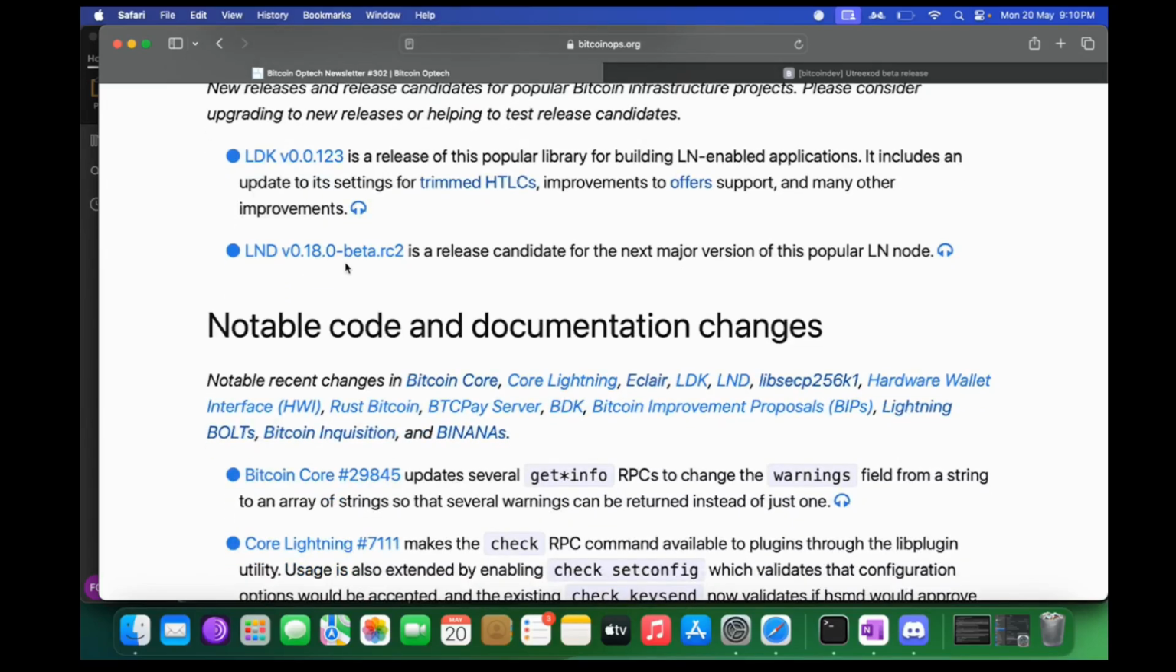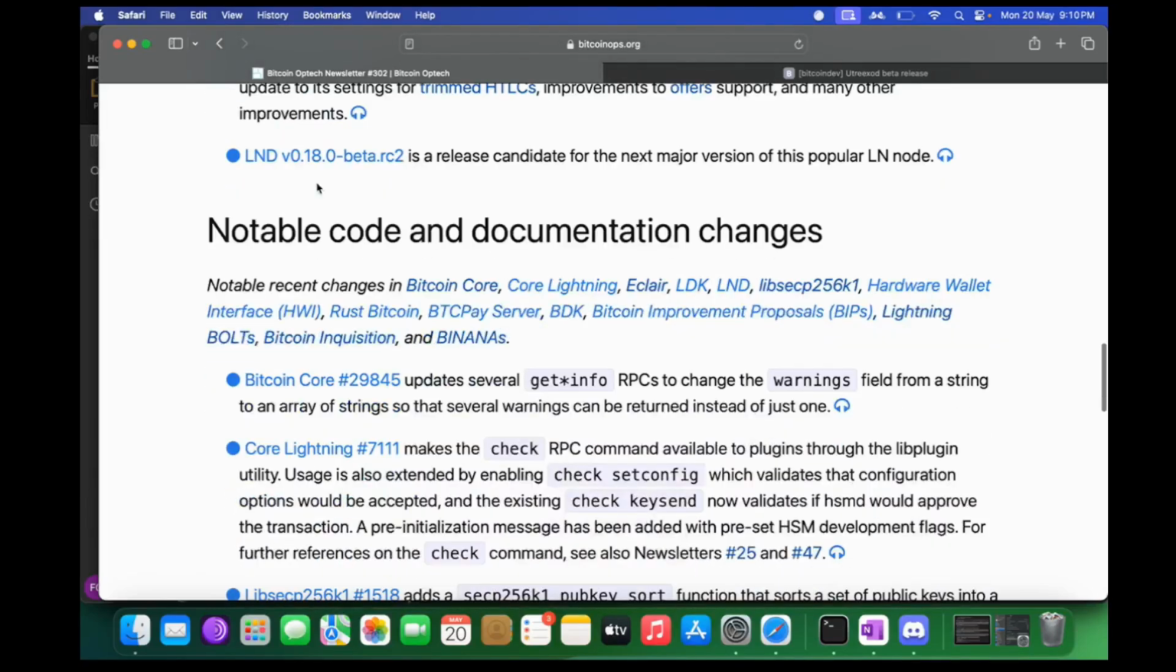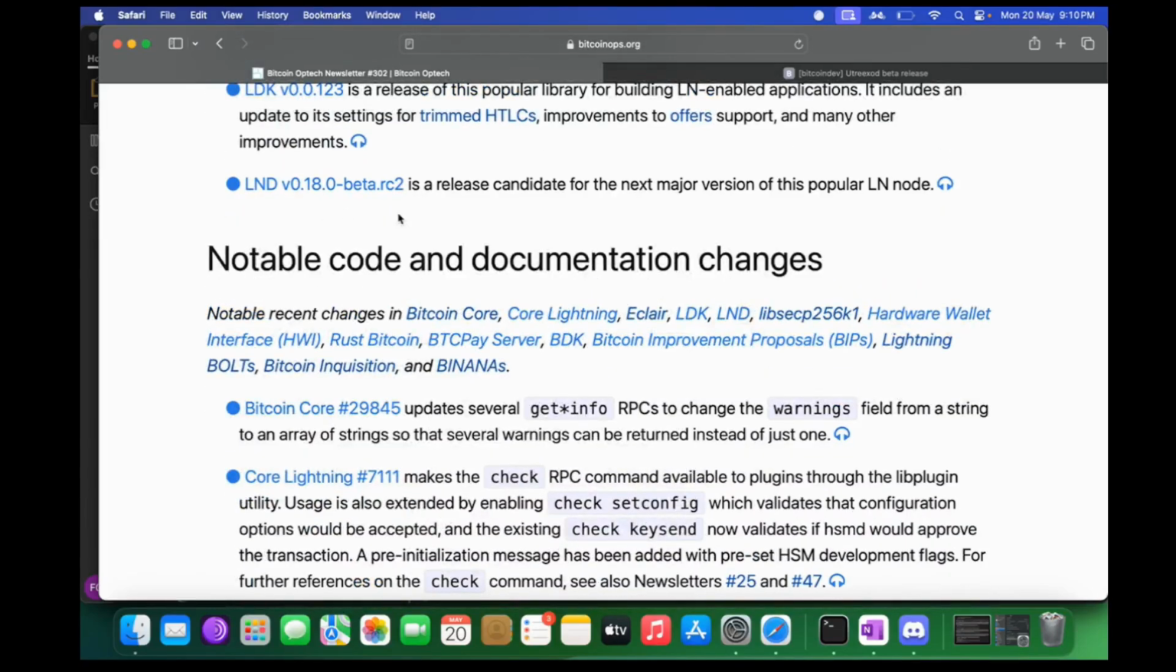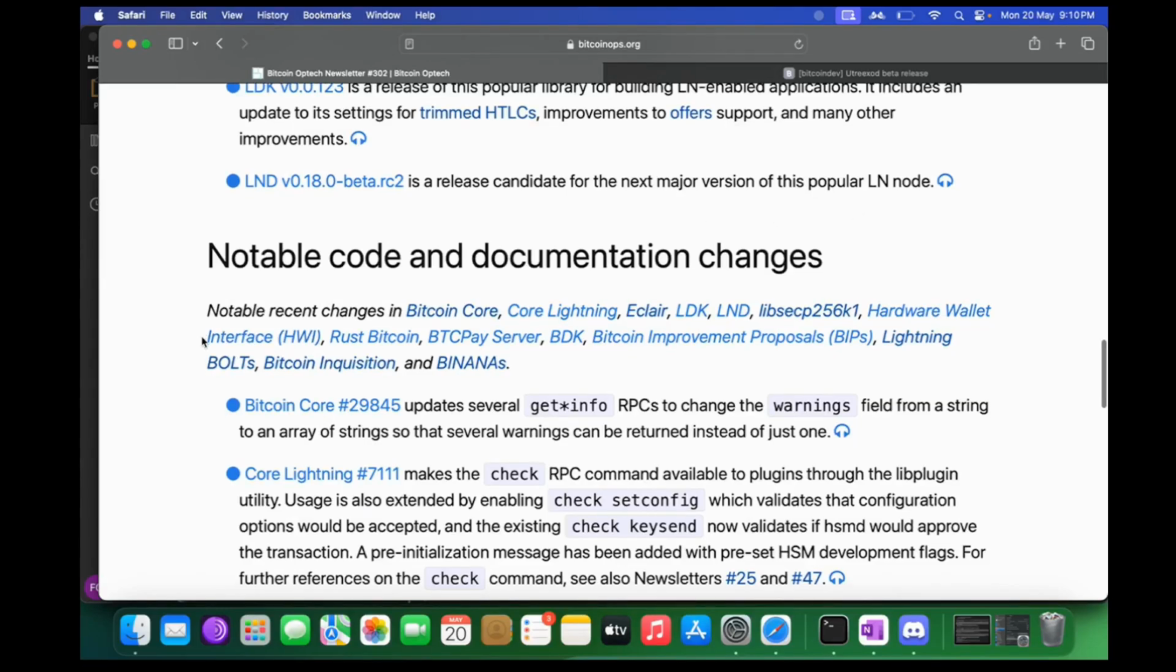LND version 0.18.0 beta RC2 is a release candidate for the next major version of this popular LN node. So LND has also come up with a release candidate, a beta version of a release candidate, which generally has bug fixes before a major version.